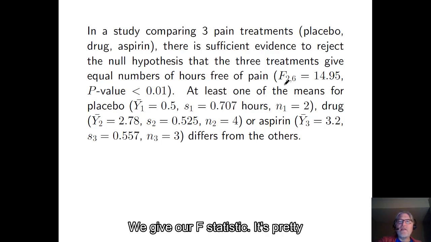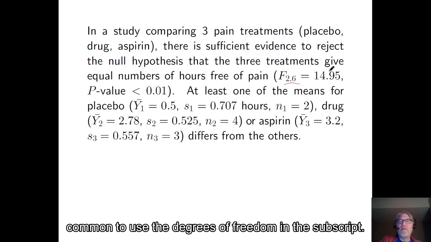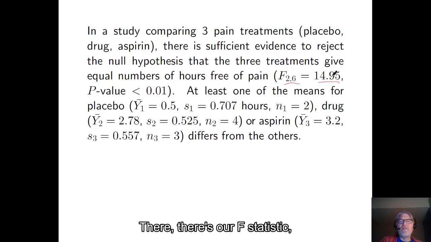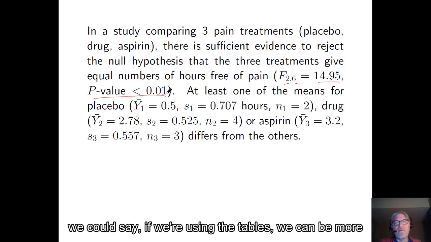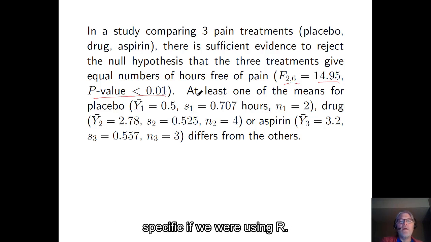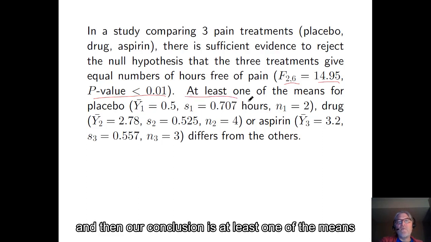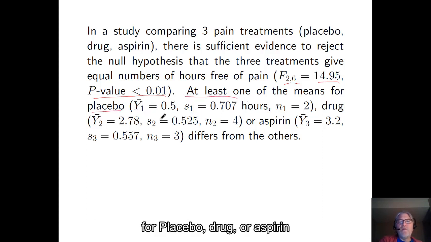We give our F statistic. It's pretty common to use the degrees of freedom in the subscript there. There's our F statistic. We say the p-value is less than 0.01. That's all we could say if we were using the tables. We could be more specific if we were using R. And then our conclusion is at least one of the means for placebo, drug, or aspirin differs from the others.